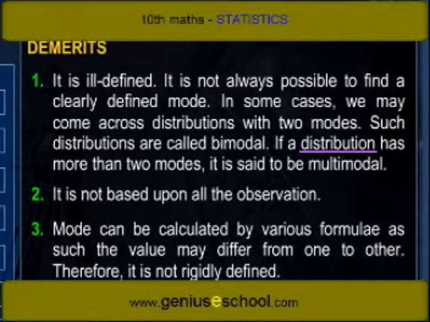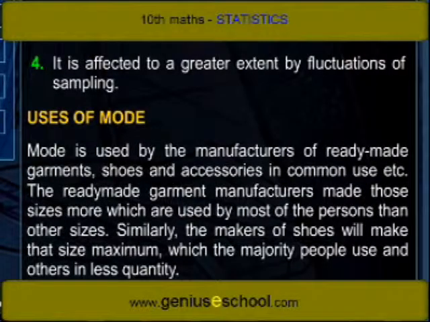Mode can be calculated by various formulas. As such, the value may differ from one to other. Therefore, it is not rigidly defined. It is affected to a greater extent by fluctuations of sampling.